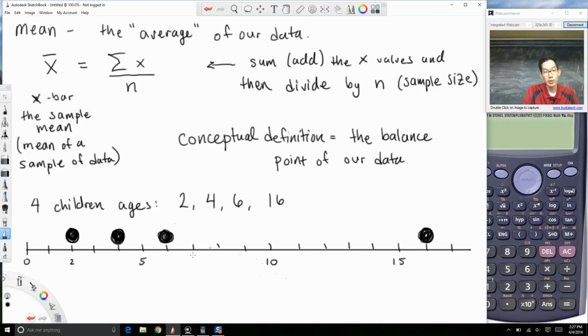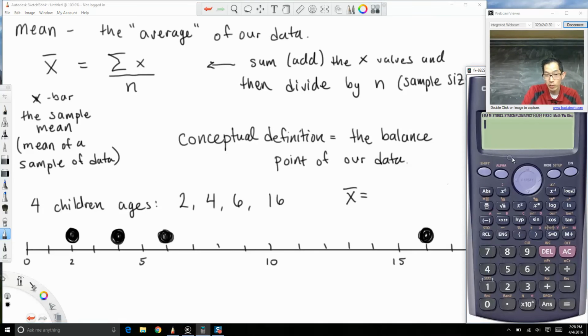And if I want to put this on a seesaw, where should I put the little triangle, the fulcrum, so that our thing stays balanced? Well, if I put it over here, what's going to happen? The thing's going to tip over, right? And if I put it over here, the thing's going to tip over the other way. So where we want to put it is the mean.